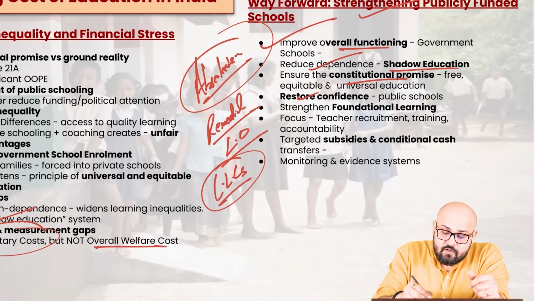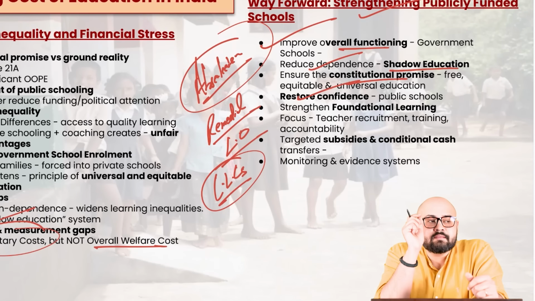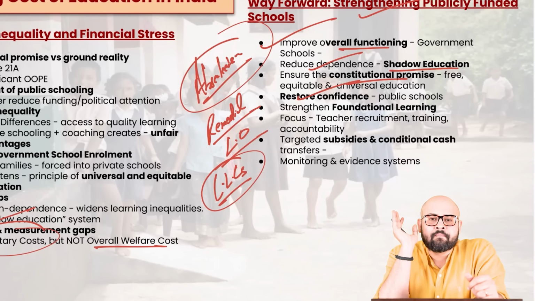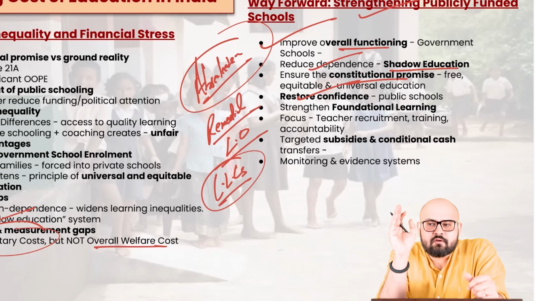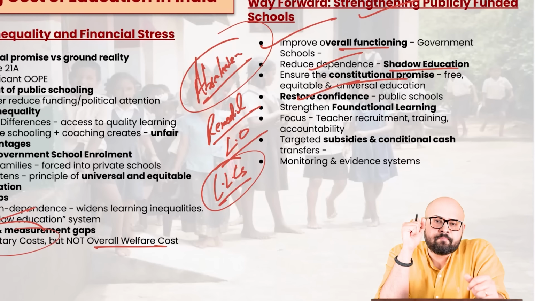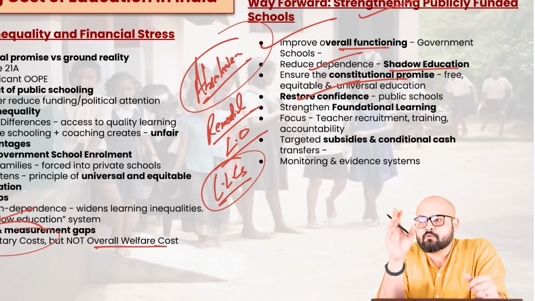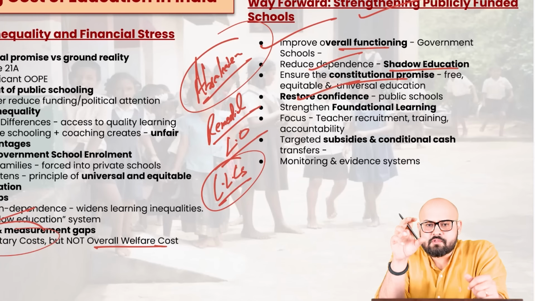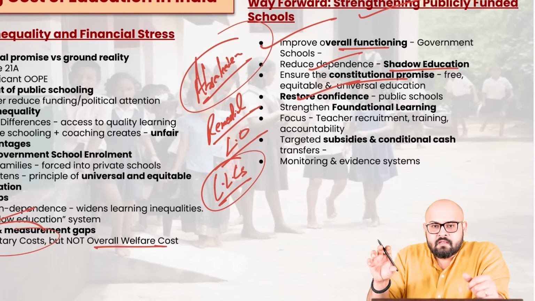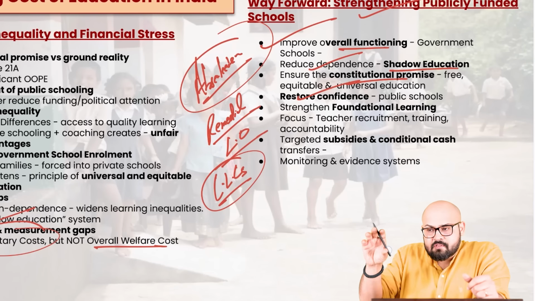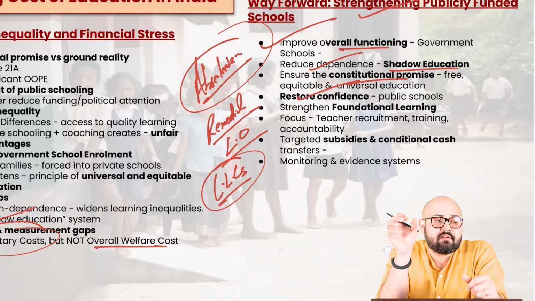Then we have to restore the confidence in the public schools. This is one of the core elements. Why are people not really confident with respect to these public schools? Because they are not in a position to provide quality education. So even those households which are earning less are being compelled to send their children to private schools. So we'll have to restore the confidence of the people.